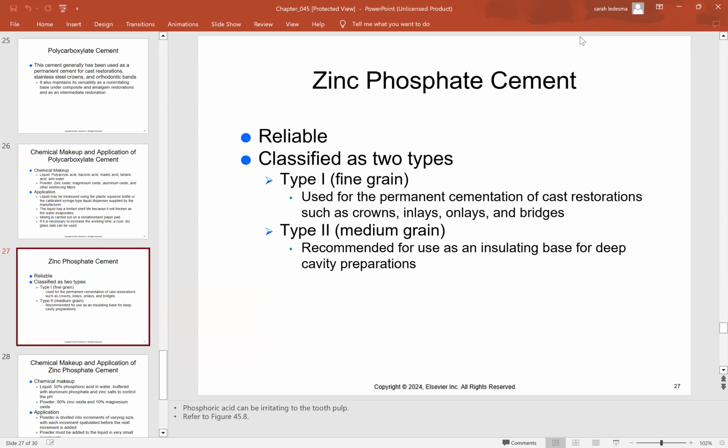We have zinc phosphate. This is reliable. It's classified in two types. We have our type 1 and 2. Type 1 is used for permanent cementation of cast restorations like our crowns, inlays, onlays, and bridges. Type 2 is recommended for use as the insulating base for deep cavity preparations.